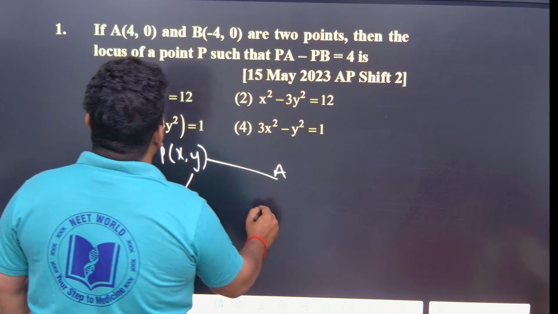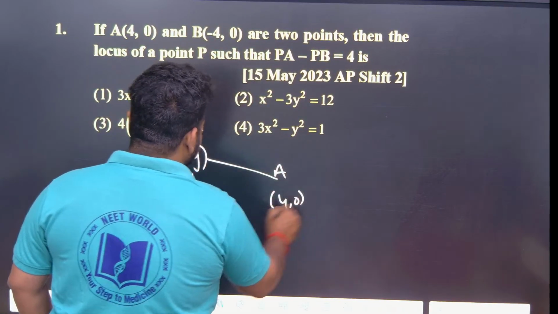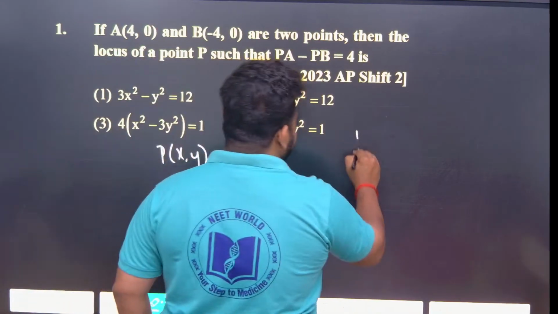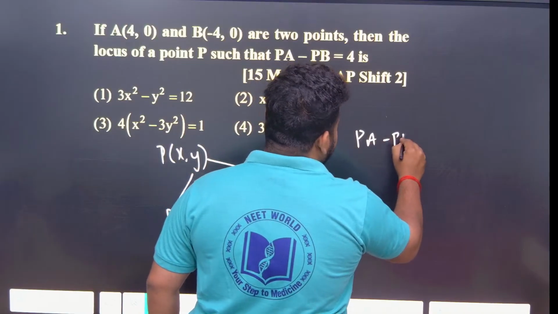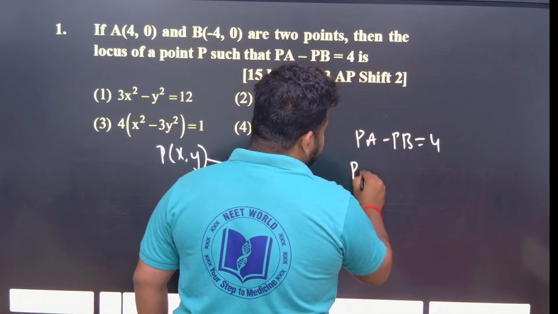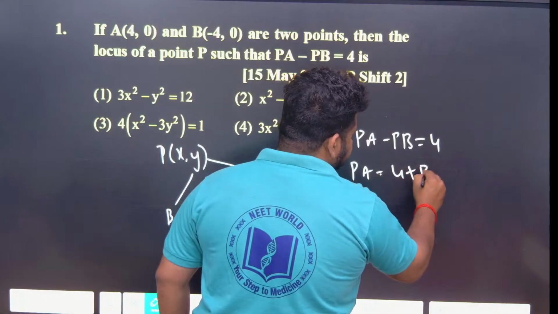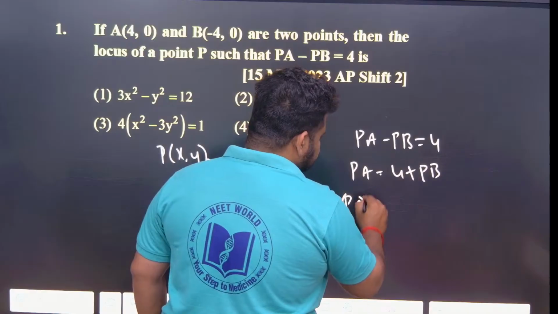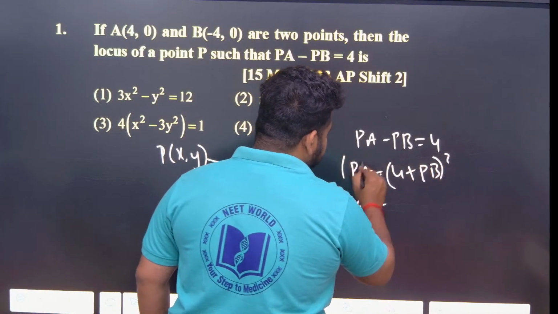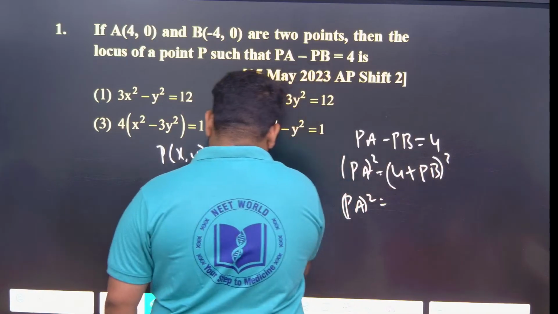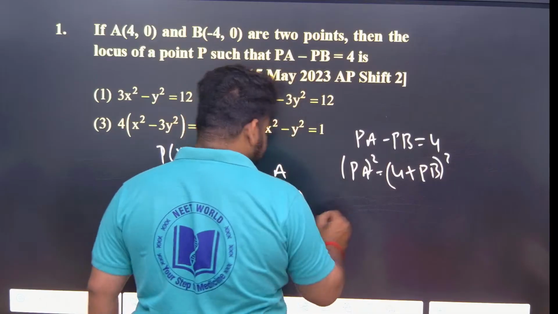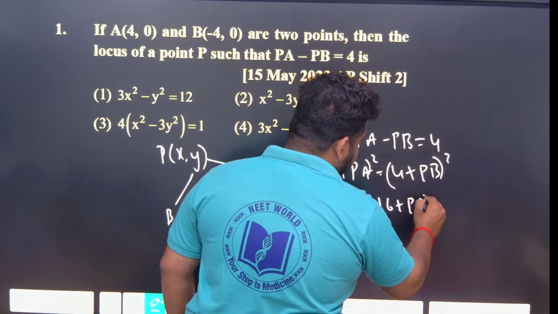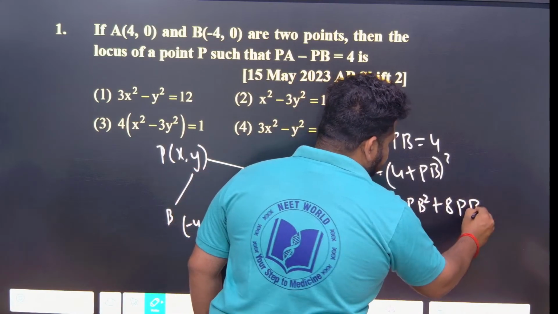So this point A is 4 comma 0, and this B is minus 4 comma 0. PA minus PB is given as 4. So I will take it as PA is equal to 4 plus PB. I will square on both sides. PA square is equal to 16 plus PB square plus 8 PB, correct?